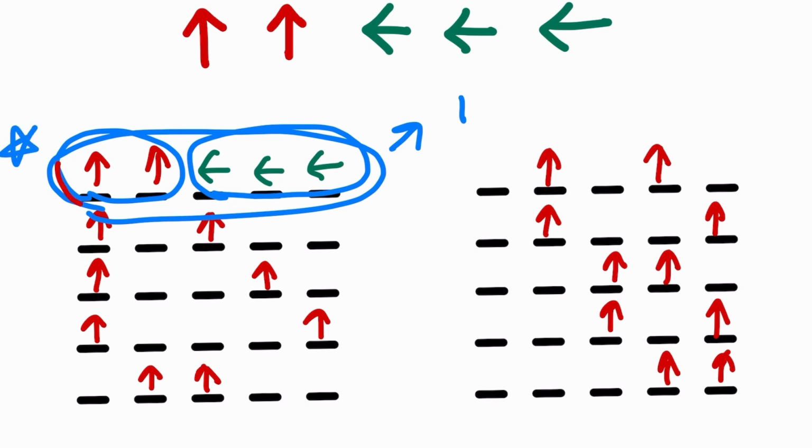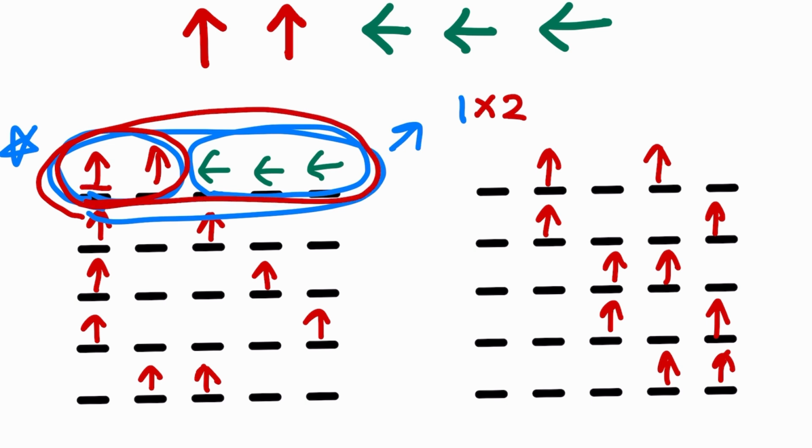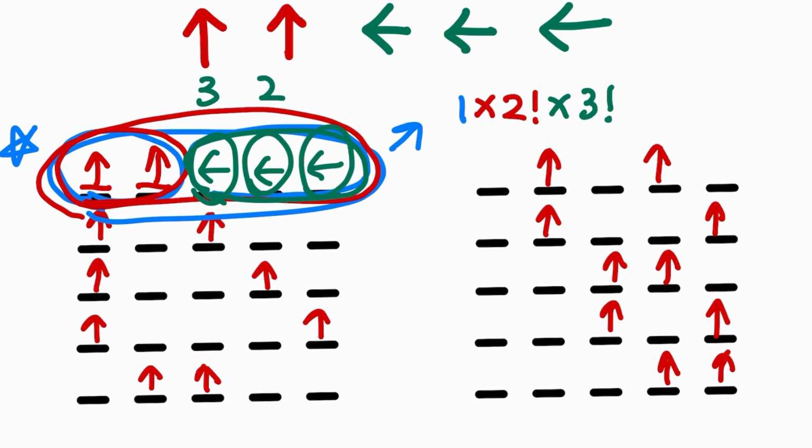However, if these 2 arrows are different, we'll have 1 multiplied by 2 arrangements for these positions. For the first position, there are 2 options. For the second one, there is 1 option only, so it's multiplied by 2 factorial. And at the same time, if these 3 left arrows are different, we'll multiply it by 3 factorial, because for the first position we'll have 3 options, for the second position 2 options, and for the last position 1 option.